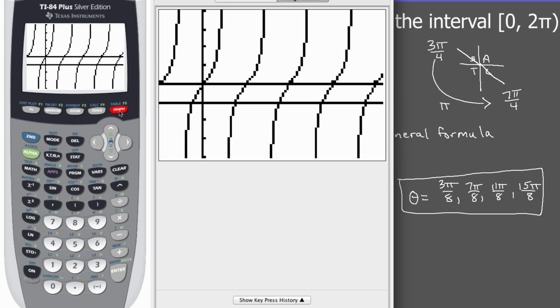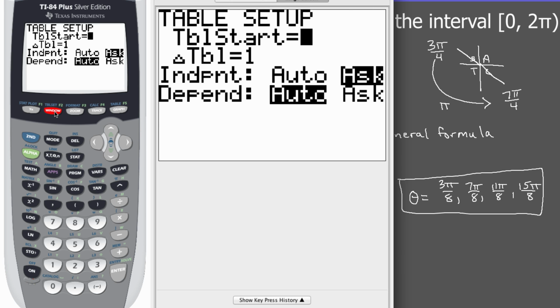Now how can I verify that those 4 spots are at 3 pi over 8, 7 pi over 8, 11 pi over 8, and 15 pi over 8? Well, I'm glad you asked. There's a couple different ways you could approach this. And in this video I'm going to show you the table ask feature. So what you're going to do is hit the second window button. And you're going to set your independent variable, this indPNT, over to ask. And then what you're going to do next is go ahead and hit second and then graph.